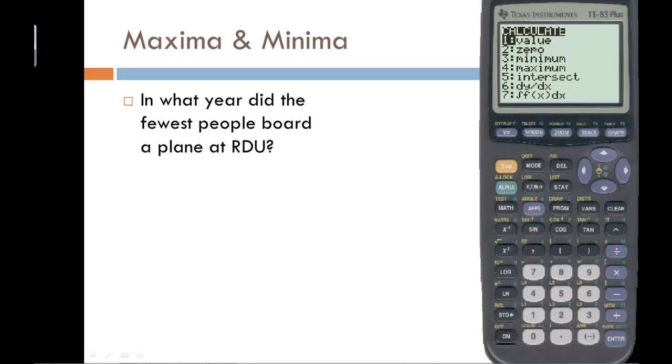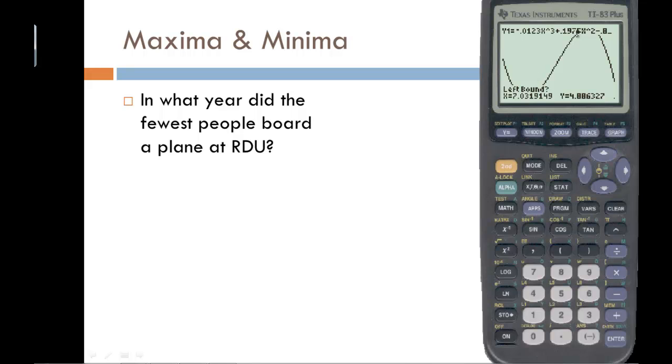We have a number of different computations we can use here. This time, we just want to do number 3, which is the minimum. When it does minimum, it asks for a left bound, then a right bound, and then a guess. The left bound is how far to the left we need to tell the calculator to look, so it's somewhere to the left of the minimum. And then we have to tell it someplace to the right to look, and then the guess can be anywhere in between.